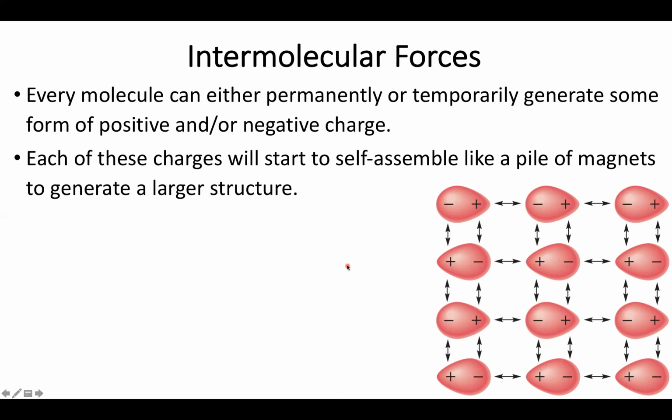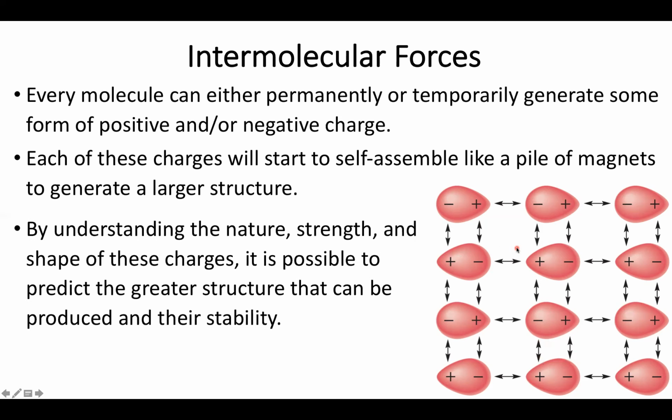Now, one of the important things is that this can occur whether we're looking at polarizable molecules or very polar molecules. And if we understand the nature of the positive and negative charges, their strength, and of course, their shape, because that will control the form larger structures take, we can start to predict what sort of structures we're going to form and their stability and how they interact. And this is going to be a large goal of ours going forward.